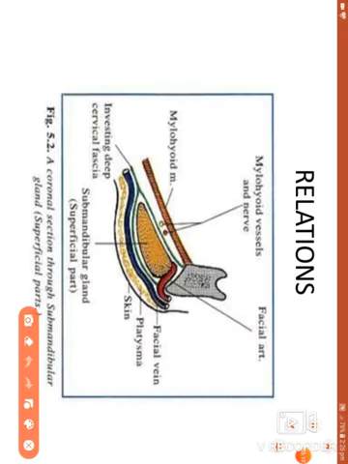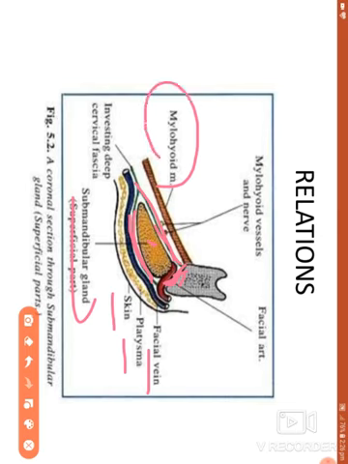This is the coronal view through the submandibular gland. See, this is part of the mandible. This is the submandibular fossa. This is the submandibular gland. This is the inferior surface, this is the medial surface, and this is the posterolateral surface. The inferior surface relates to the skin, platysma, and facial vein. Platysma is the superficial muscle of the neck. The medial surface rests over the mylohyoid muscle, so relations are the mylohyoid, nerves and vessels.